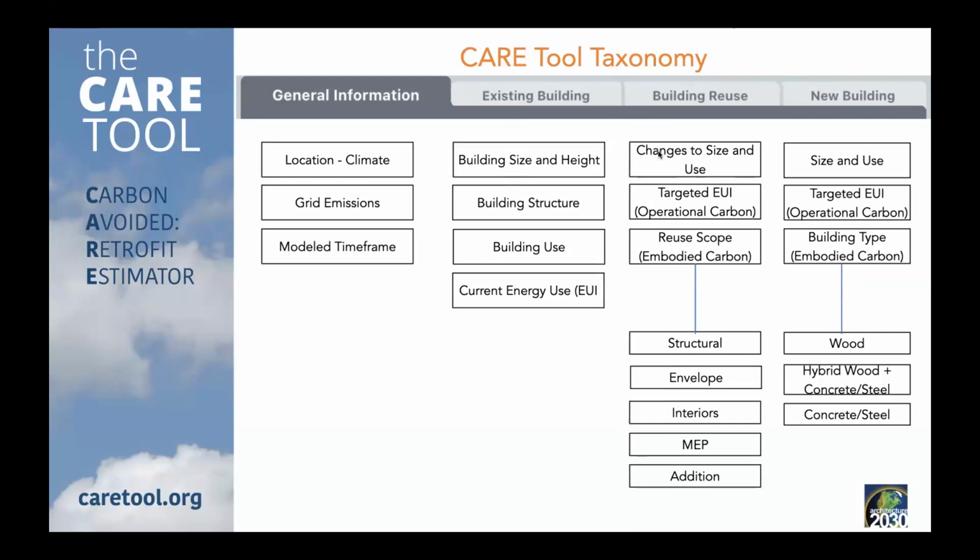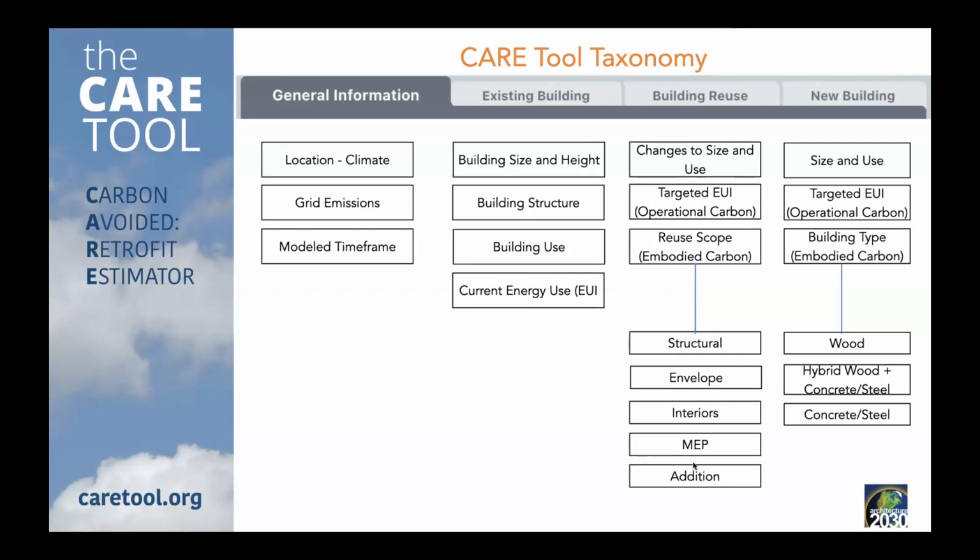For the building reuse, you enter any changes to the size and use. You enter a target EUI, like what's your goal for how good you want to make the EUI, how low you want the EUI to go, and that's based on what your goals are, what you think you can do. And then you enter the reuse scope, and that's broken down for the embodied carbon. That's broken down into the structural system, the envelope, the interiors, the mechanical and electrical and plumbing systems, and any additions that you might have made to the building.